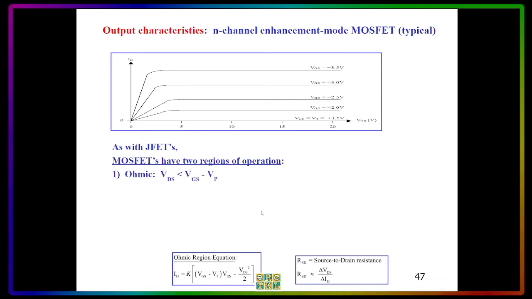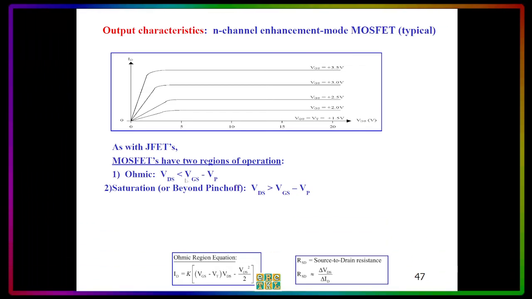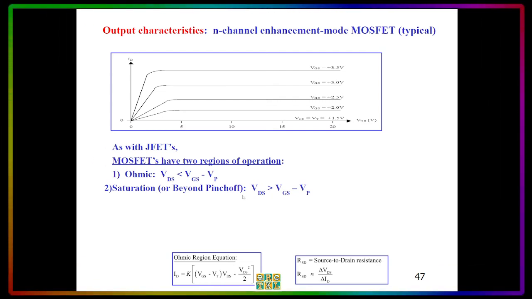As with JFETs, the MOSFETs have 2 regions of operation. We have the ohmic region and the saturation region. Similarly, for the ohmic region, VGS minus VP is greater than the VDS, or the VDS is less than the difference of VGS minus VP. And the saturation or beyond pinch off is where the VGS minus VP is more than the VDS.